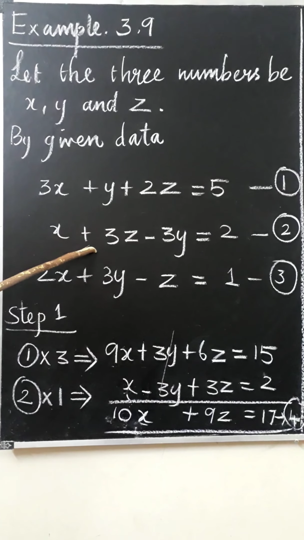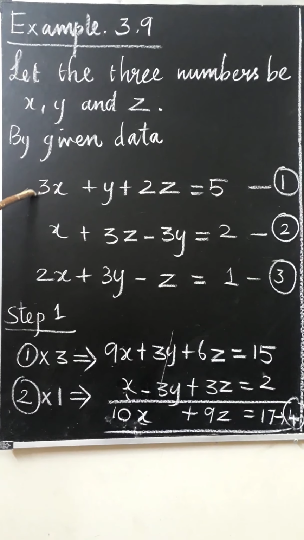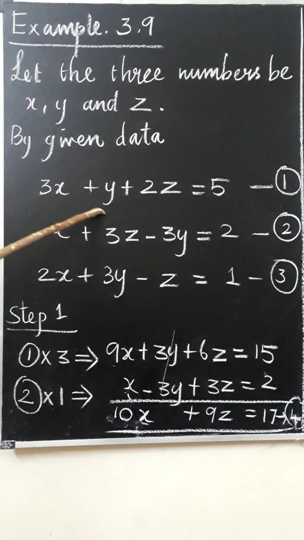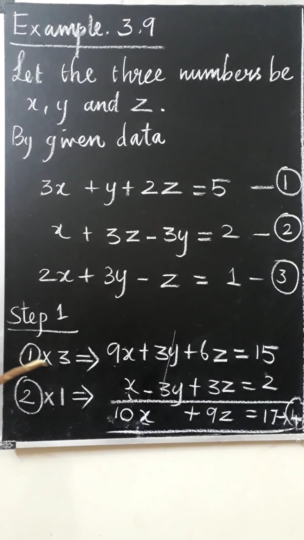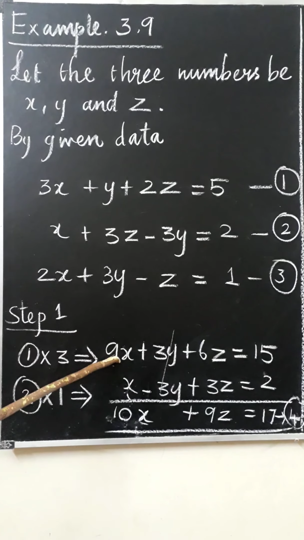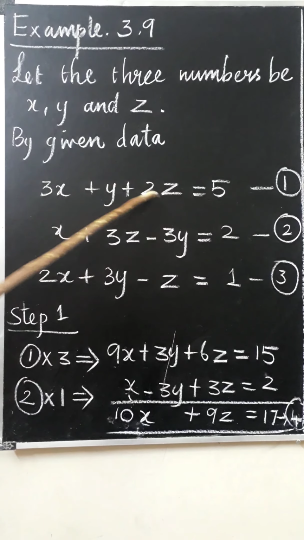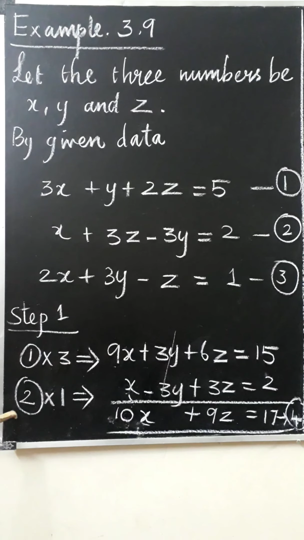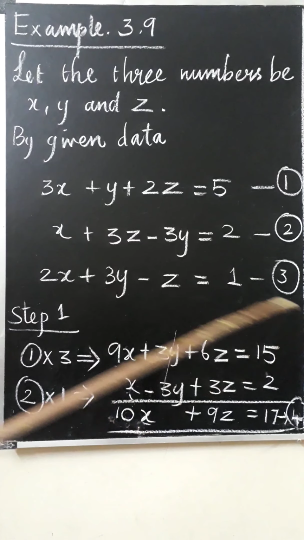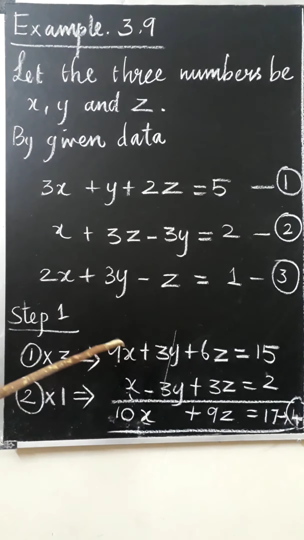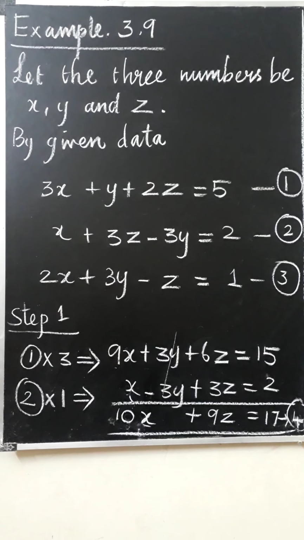Take the first two equations. I have decided to eliminate y because that is in different sign. So first equation should be multiplied by 3 to change the y into 3y. For that purpose I have multiplied equation 1 into 3. 9x plus 3y plus 6z is 5 into 3, 15. All the terms should be multiplied by 3. And second equation into 1 because already it has 3 as y coefficient. Then solve. Y is eliminated. Add them up. 10x plus 9z is equal to 17. We get the fourth equation.